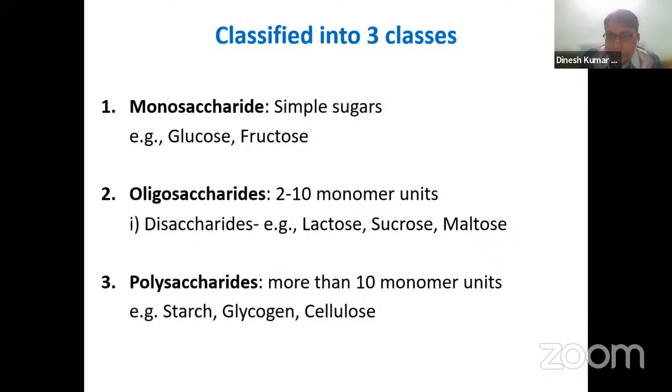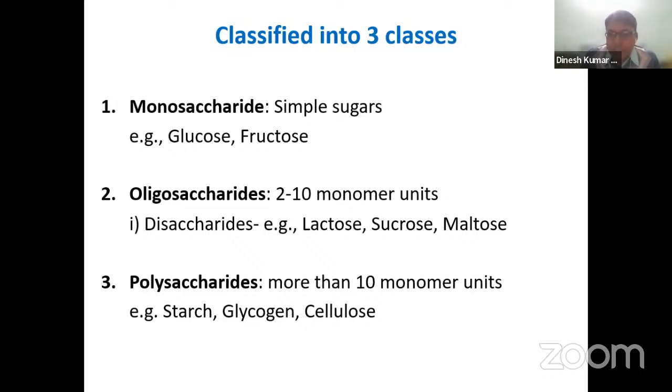These carbohydrates are classified into 3 different classes. One is the monosaccharides, which are very simple sugars, for example glucose and fructose, which are useful to us. Then we have oligosaccharides, which have more than 1 monomer unit, like 2 or 10. Depending on the number of monomer units, they are called disaccharides, trisaccharides or tetrasaccharides.